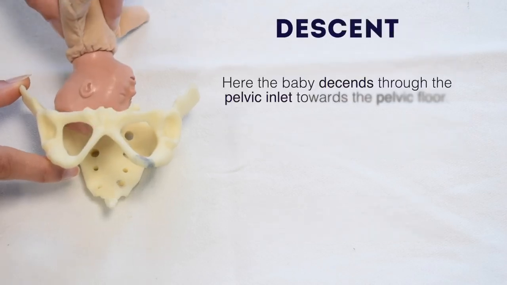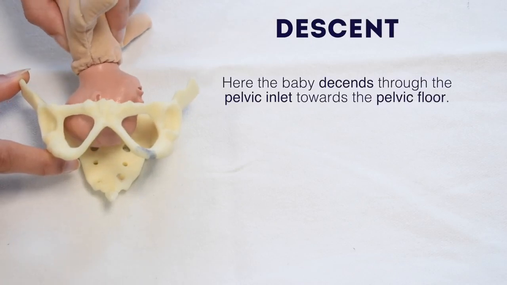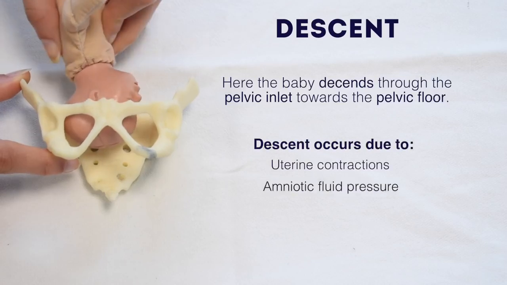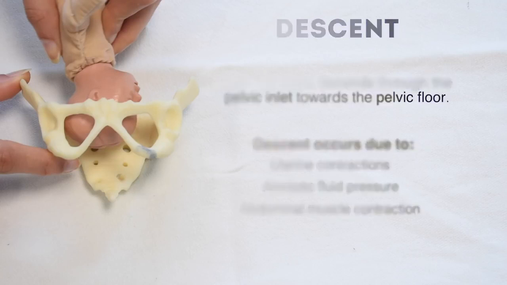Descent. Here the baby descends through the pelvic inlet towards the pelvic floor. Descent occurs because of uterine contraction, pressure of the amniotic fluid, and voluntary contraction of the abdominal muscles by maternal effort.